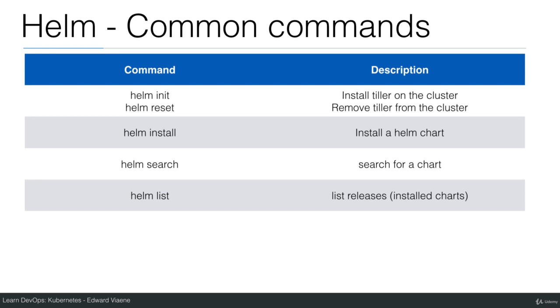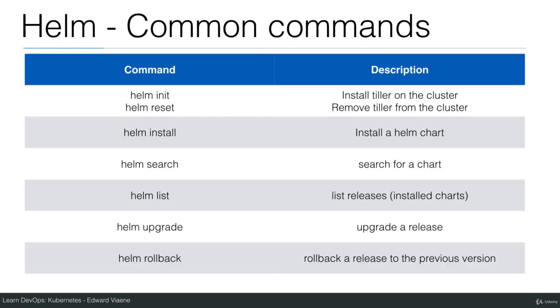helm list to list the installed charts, the releases as they're called in Helm terminology. helm upgrade to upgrade a release. And helm rollback to roll back a release to the previous version. So with Helm, you can install a package, but then later on you can upgrade it. And if the upgrade doesn't work, you can roll it back.